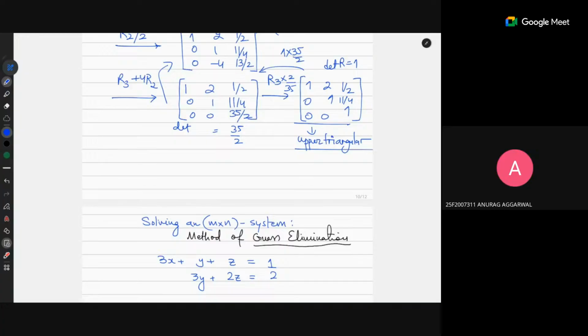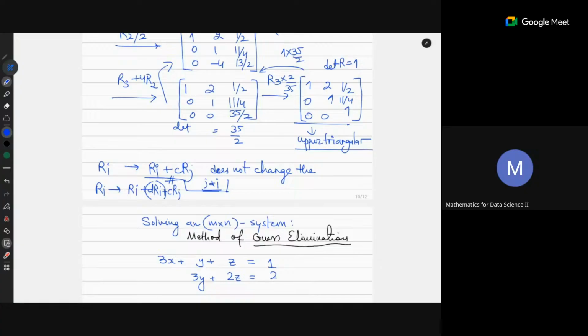What I'm saying is that you can do this operation, which does not change the determinant, where j is not equal to i. Note that. But here you are doing Ri going to d times Ri plus c times Rj. So this is not the same, because you are multiplying something to this and adding two row operations. So I have said don't do that.